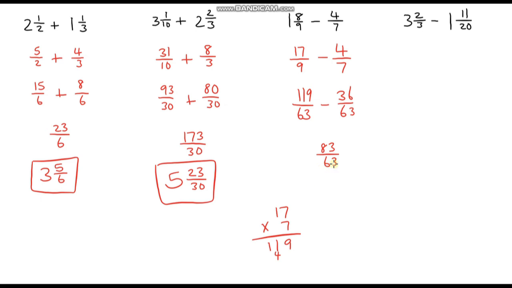And then we're just writing that as a mixed number. It goes once. 1 times 63 is 63, so we've got 20 left over. So it's 20 out of 63. And that is our answer.